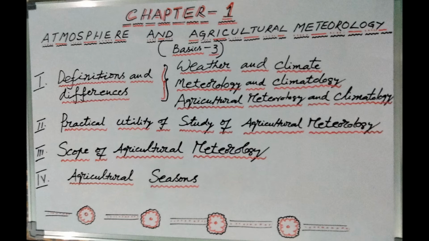As far as agriculture is concerned, Kharif season is usually known as southwest monsoon season. Rabi season is usually known as northeast monsoon season. Kharif season spreads from June to September. Rabi season spreads from October to February. Summer season, February to May.